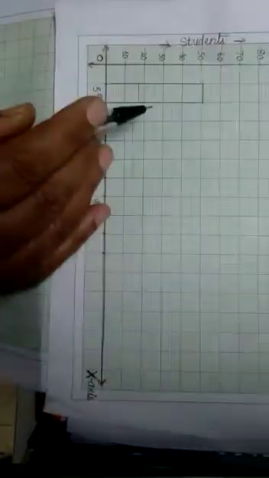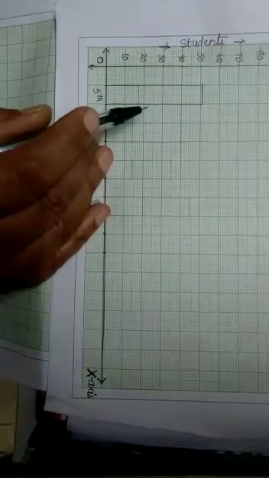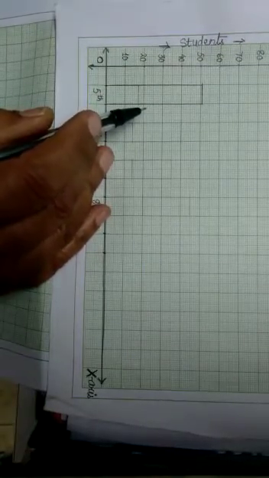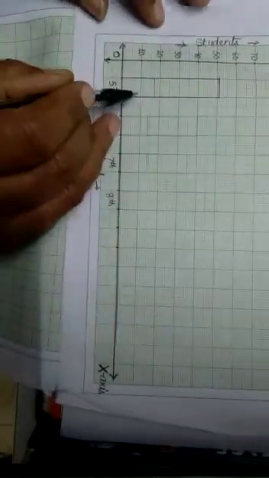So how many boys are there in the table? See, 34 boys and 17 girls. Okay, so first we will show girls by this strip. So how many girls are there? Girls are 17. Where will 17 come?